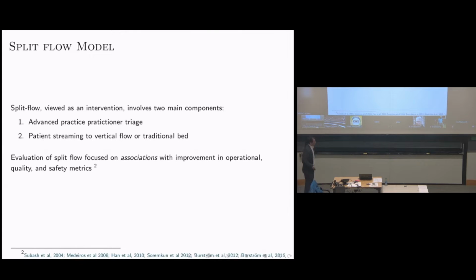Now, it turns out that the clinical literature has studied, from both a qualitative and quantitative point of view, the effects of split flow and the associations between split flow and some outcomes, which could be operational, like length of stay, quality, or safety metrics. But at least when this study came out, what had not been analyzed is the direct impact of split flow on patient and operational outcomes. And that's what we wanted to do. We wanted to use causal inference methodology to try to establish a more direct relationship between split flow and some outcomes.